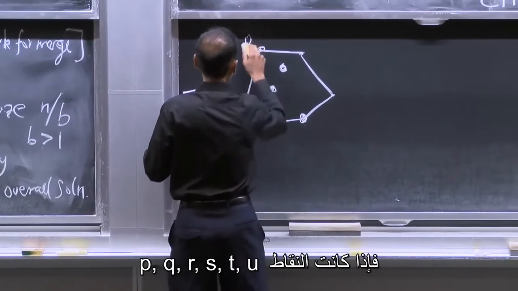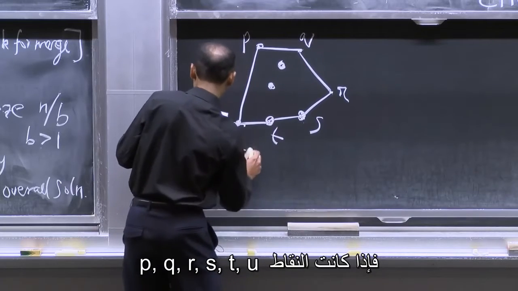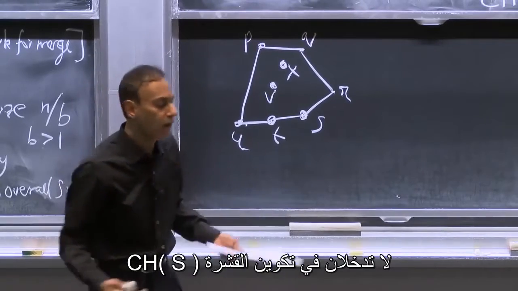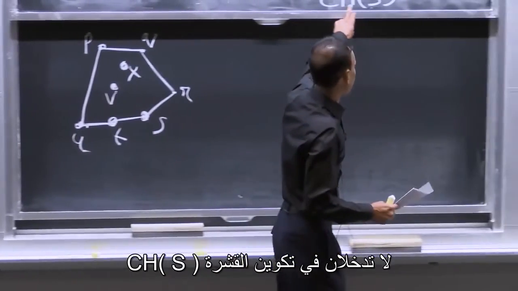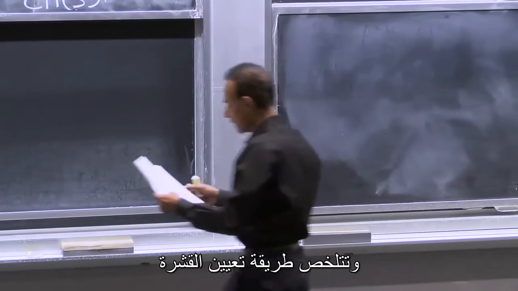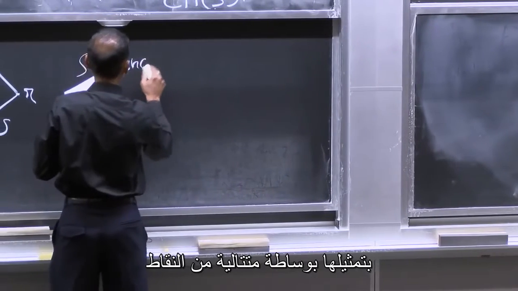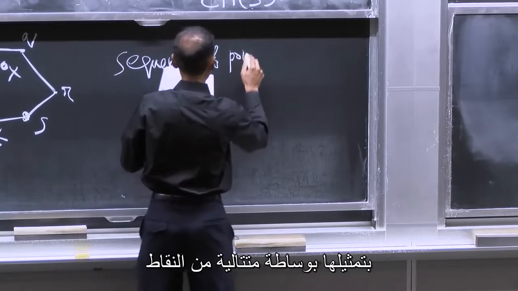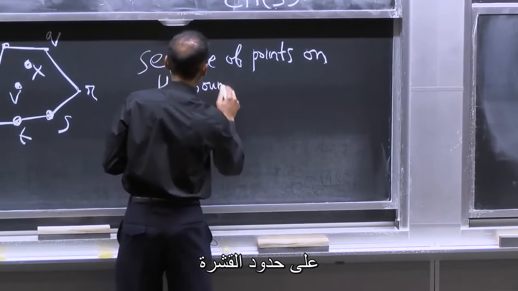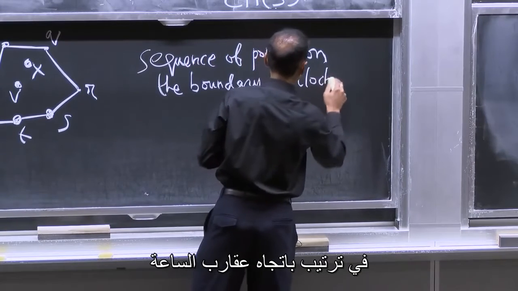And so we might have P, Q, R, S, T, U, and V and X are inside of the hull. They're not part of the specification of CH of S, which I haven't quite told you how we're going to specify. But the way we're going to specify that is simply by representing it as a sequence of points that are on the boundary, on the hull, in clockwise order.